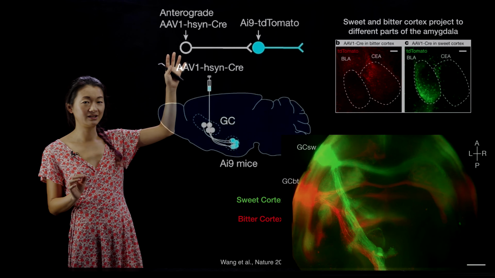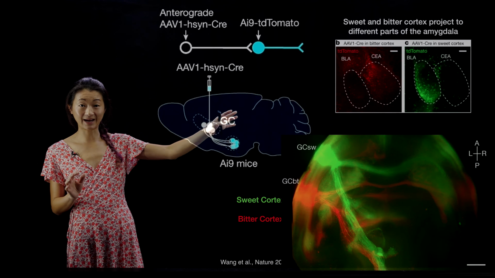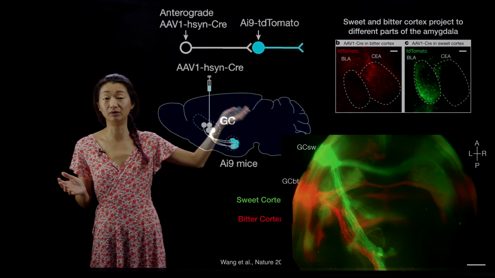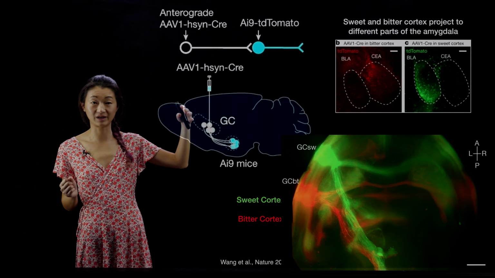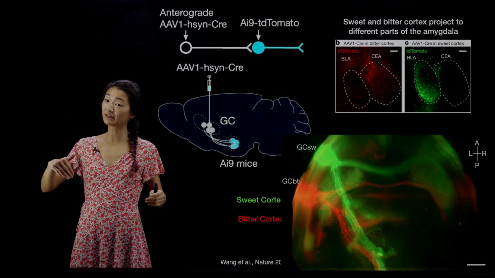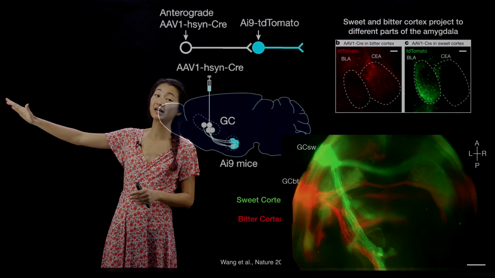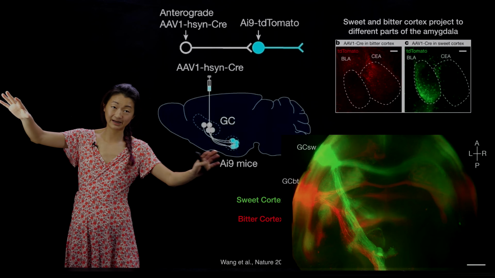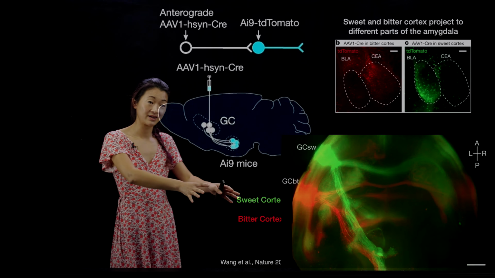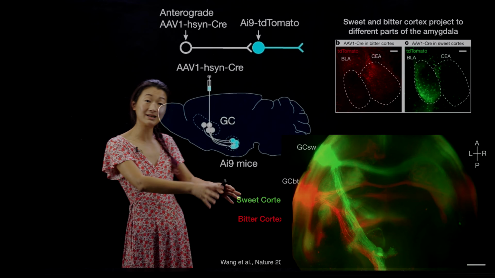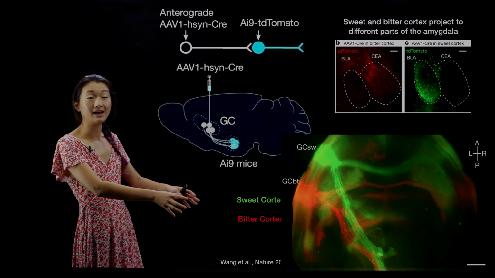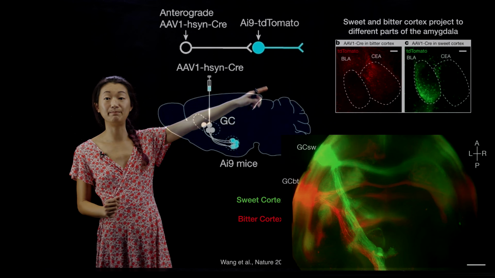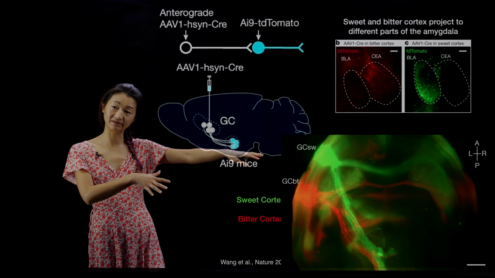So you engineer this mouse that has this property that the tdTomato, this red fluorescent protein, only gets turned on when it receives Cre. And you deliver the Cre by delivering it to a totally different brain area. Then only the projections between area A and area B receive that Cre and cause the cells in the amygdala, in this case, to glow red. And that's how they were able to demonstrate that if you injected AAV-Cre in the bitter cortex, it goes to one part of the amygdala.